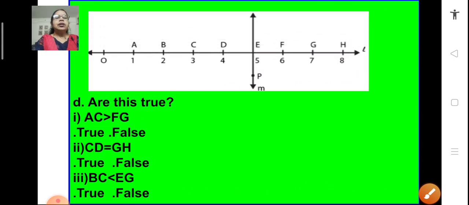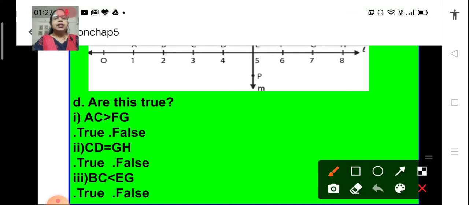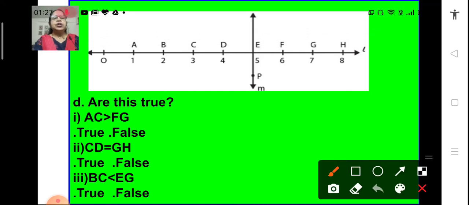Next question, we have a line here, which is line segment which is divided into equal units. So we have to say whether the statements given are true or false. So AC is greater than FG. So we can see there are 2 units in AC and in FG we have 1 unit. So yes, it is true, AC is greater than FG. Yes, it is right.